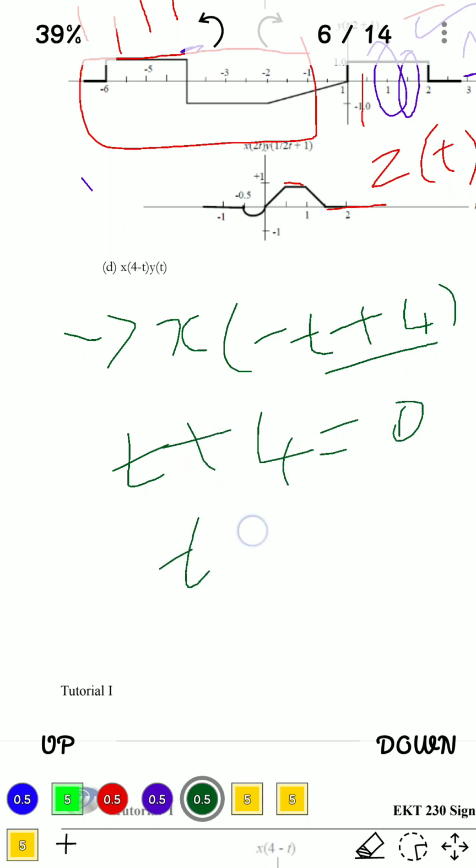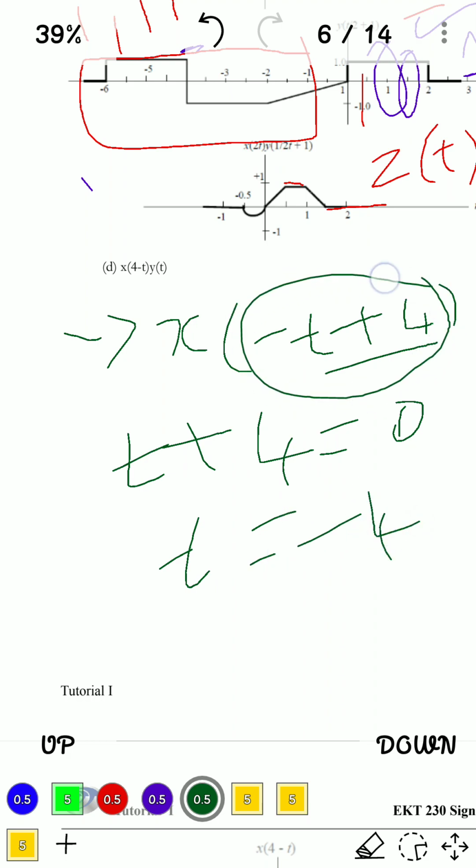I told you that two things come into existence, one is shifting and one is reflection, right? So t plus 4 is the shifting process, and minus t is the reflection process. So your shifting and reflection process comes into the picture over here.